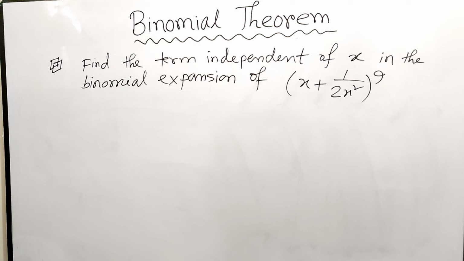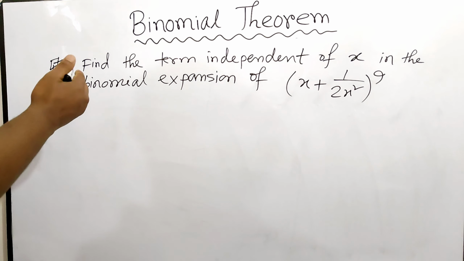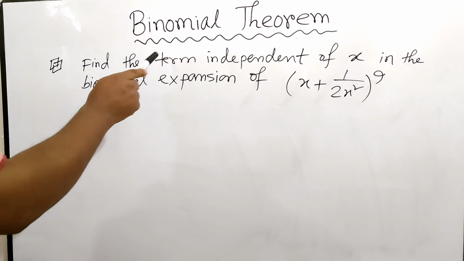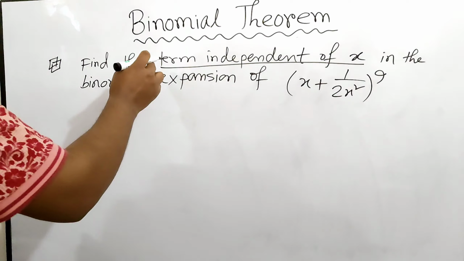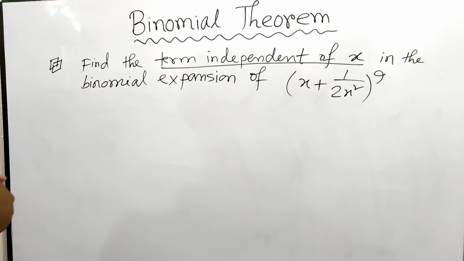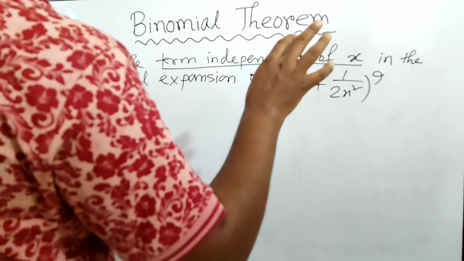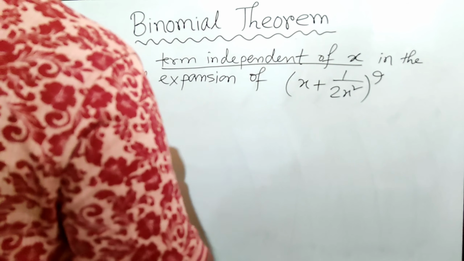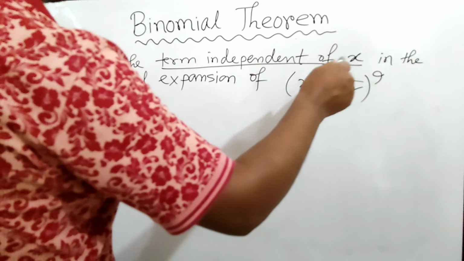Now look at another example. The question is: find the term independent of x. This is the important thing, that is, the term independent of x. That means in the term there will be no x, in the binomial expansion of this.